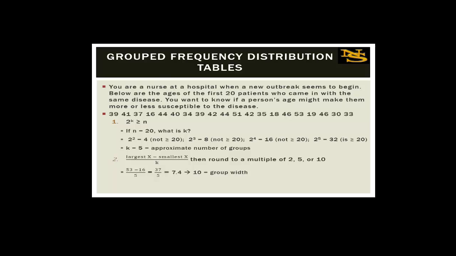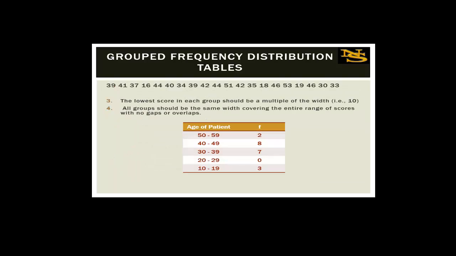That's an ugly number. I do not want to have that as my group width. It's not going to simplify anything. Remember, we always strive to have multiples of 2, 5, or 10. I'm going to go ahead and make this 10. Just round right on up. My group width is going to be 10.